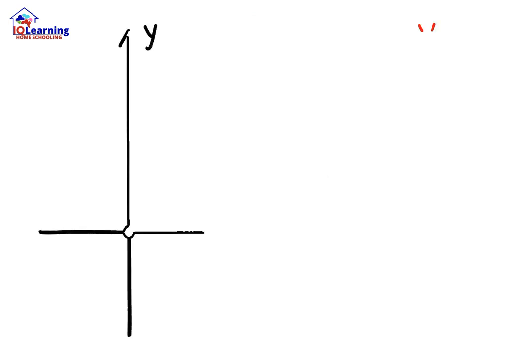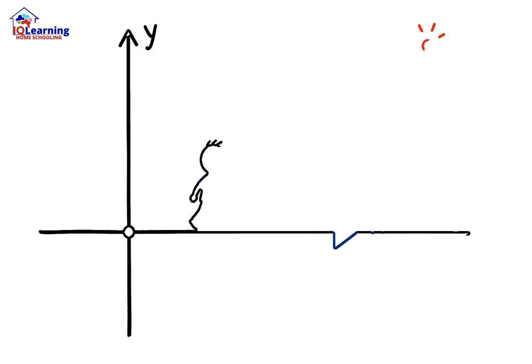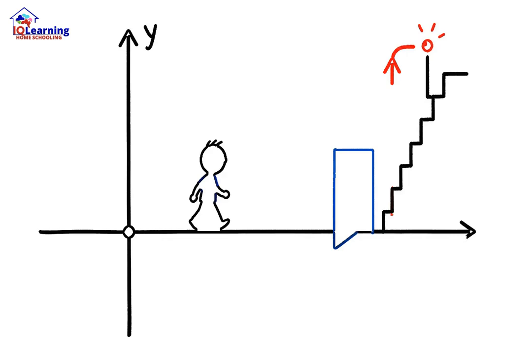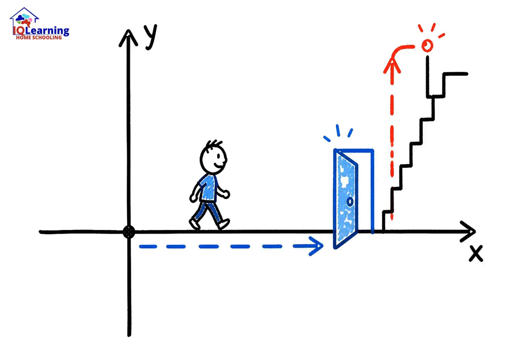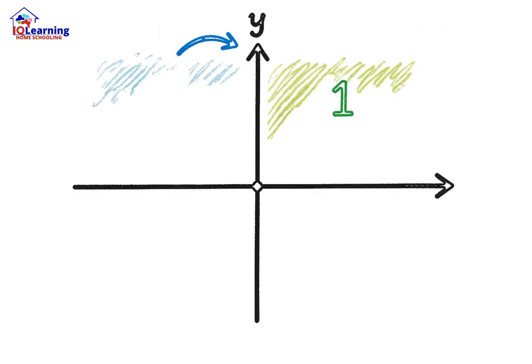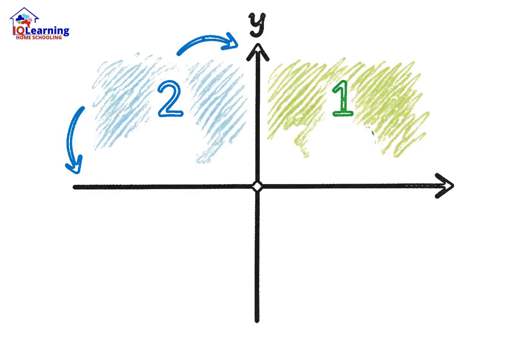The rule is simple but crucial. You always move along the x-axis first. Remember this, you have to walk through the door before you can go up the stairs. These two axes divide the plane into 4 distinct regions called quadrants.